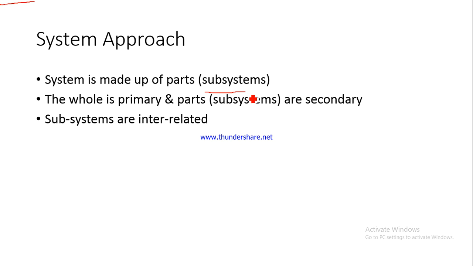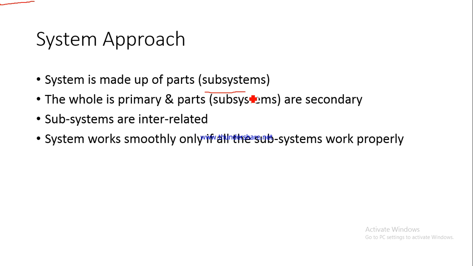Kidney and skin, they are connected, right? Is this understood? I'm talking of the body as a system now. I've changed the example, right? Now a system works smoothly only if all of the system works properly.